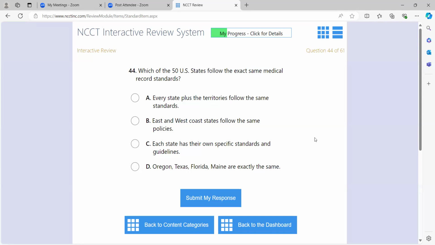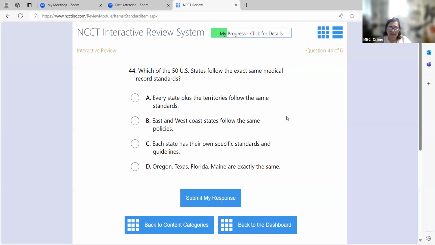If it's going by state, it's saying 50 states follow the same exact medical record standards. So which one do you think it is? Do you think it's going to be every state? If 50 states, it's going to be all of them. So you think it's A? I'm thinking it's going to be A. Okay. Do we have any other guesses?